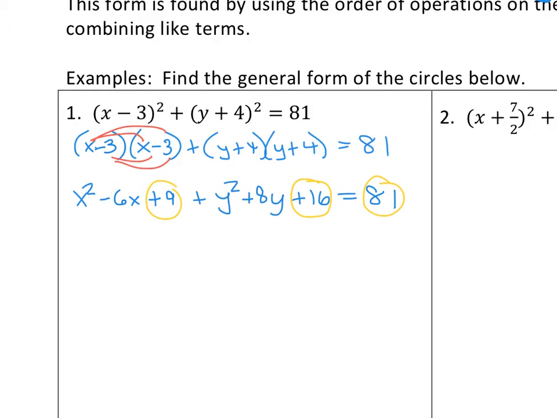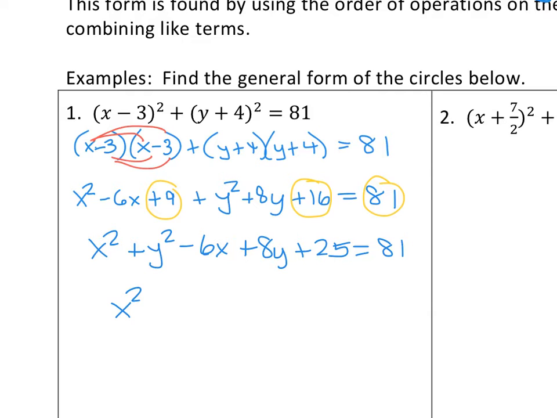And so we just rearrange the furniture. I have x squared plus y squared minus 6x plus 8y. And then we have 25 on the side equal to 81. And we'll just move the 81 over. You could subtract the 25 and move it to the right, or subtract the 81 and move that to the left. That's what I usually do. And what do we get here? Negative 56 equal to 0 on one side. And that's it. That is the general form of this equation.